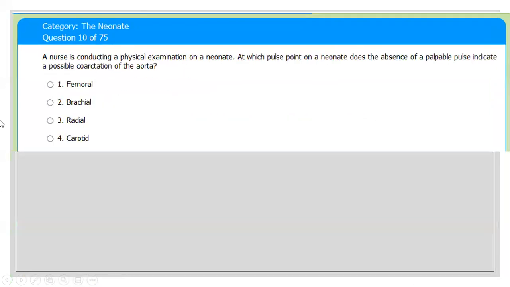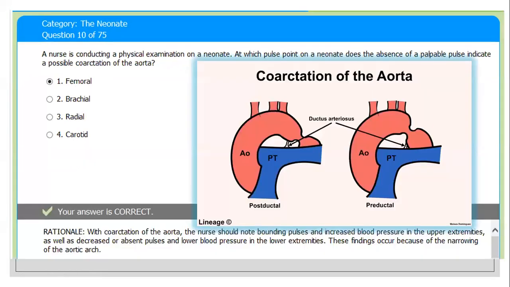Next question here. A nurse is conducting a physical examination on a neonate. At which pulse point on a neonate does the absence of a palpable pulse indicate possible coarctation of the aorta? Number 1, femoral. Number 2, brachial. Number 3, radial. And number 4, carotid. The correct answer is the femoral.